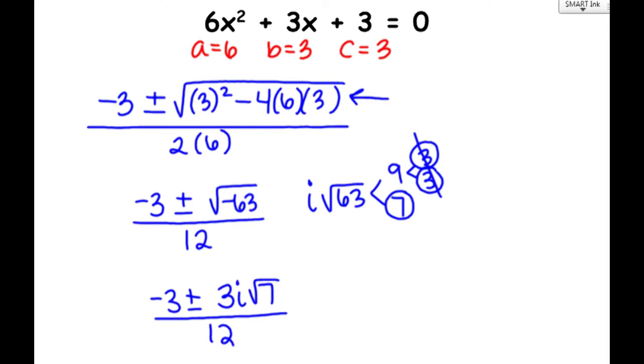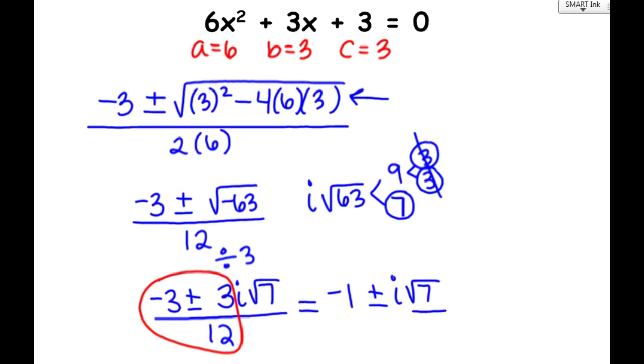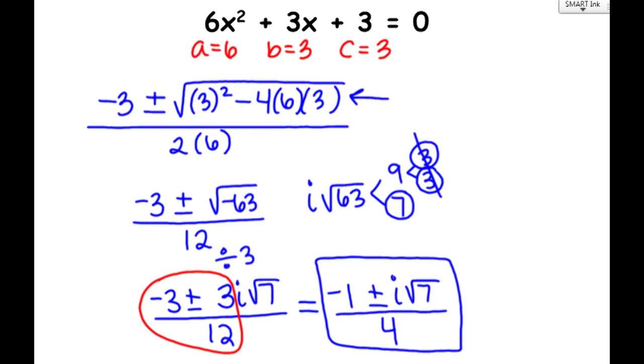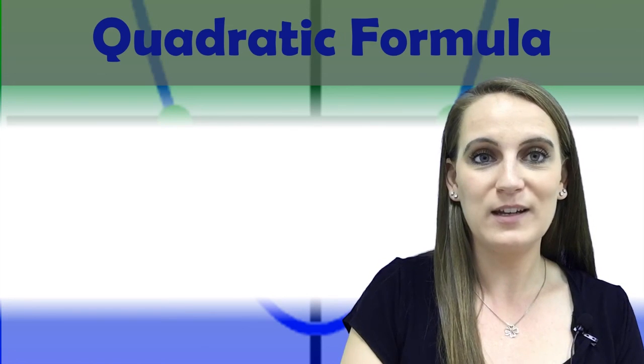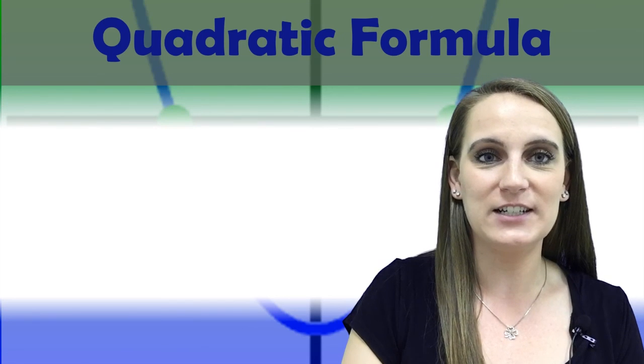The last thing I need to do is simplify the numbers in front, so the negative 3, positive 3, and 12. They all can be divided by 3. Negative 3 will become negative 1. Positive 3 will become 1, so we can just leave it as i. The square root of 7 will follow, and our denominator now is 4. So our final answer is negative 1 plus or minus i square root of 7 all over 4. And that is how we can use our quadratic formula to find roots and zeros of our quadratic function.